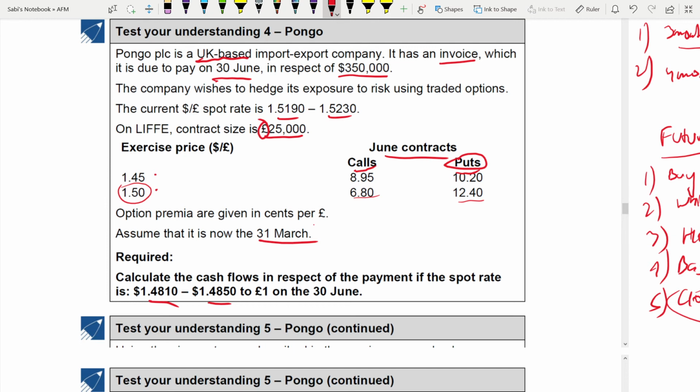So what are we going to do? Even though 1.5 looks more attractive, in the question when you are given two exercise prices, remember, you have to calculate under both exercise prices and see. You have to make that decision whether you will exercise or not. That's why you have to do it under both exercise prices. You cannot select from now which one will be the best. Now, how many contracts? It is 350,000 divided by 25,000.